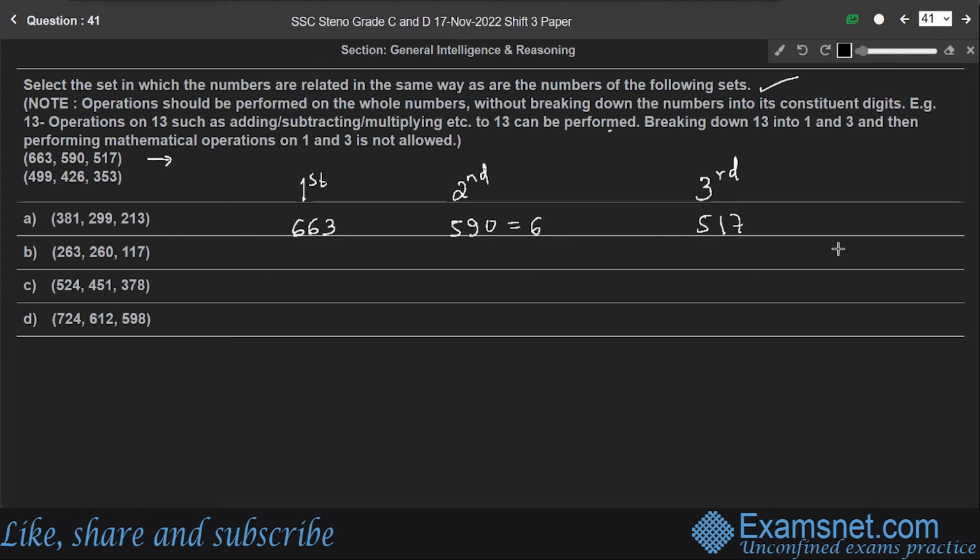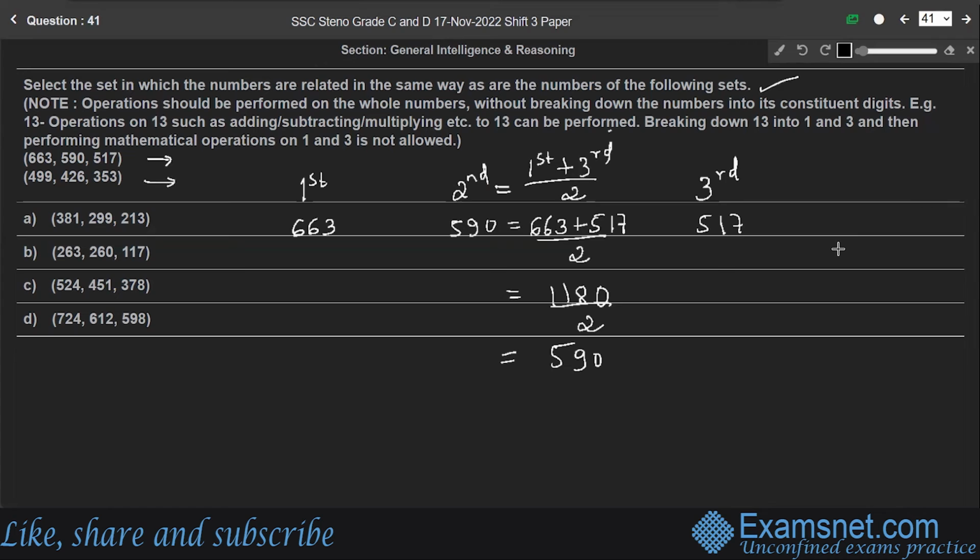So I can consider the first number as 663, and the third number 517 divided by 2 will give you 590. You can verify it. 7 plus 3 is 10, then 8, then 11 by 2. So 2 into 5 is 10, 2 into 9. Yes, you'll get 590. Therefore, the simple logic is: the second number is equal to the first number plus the third number, divided by 2.